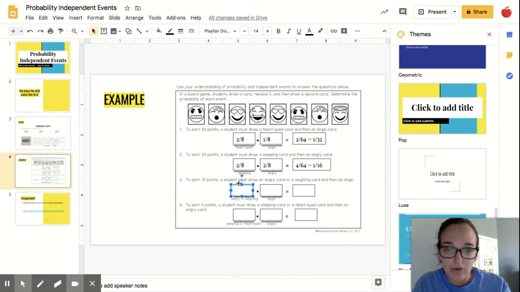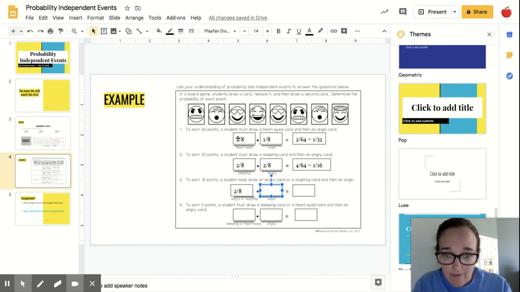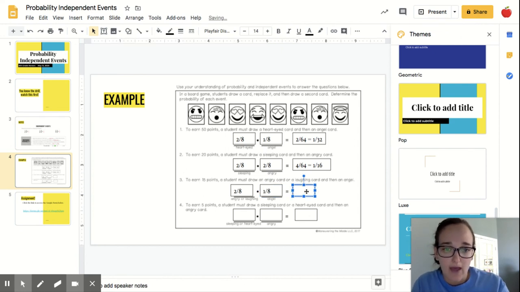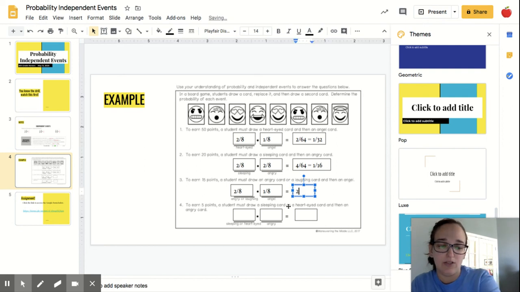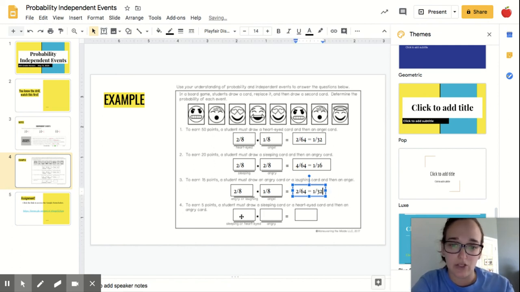All right, to earn 15 points, a student must draw an angry card. So we just did angry card. That was 2 out of 8. Again, you can simplify that if you want. And then a laughing card. Looks like this one is our only laughing face. So 1 out of 8. And then I multiply. 2 times 1 is 2. 8 times 8 is 64. Just like the first one. 2 out of 64 would simplify to 1 out of 32.